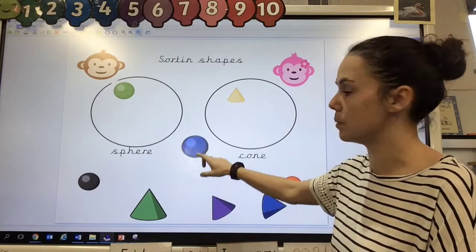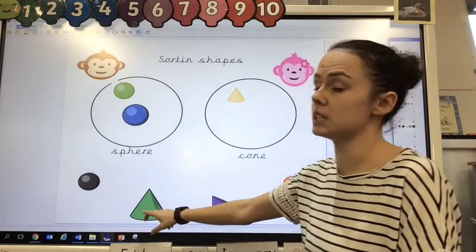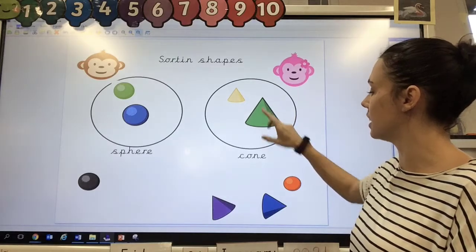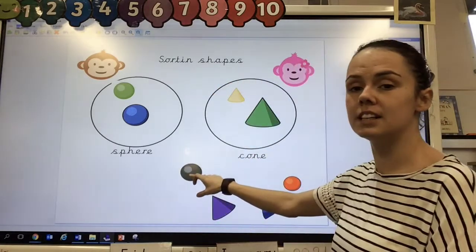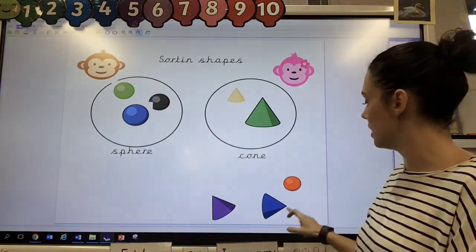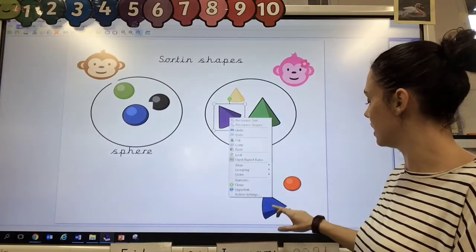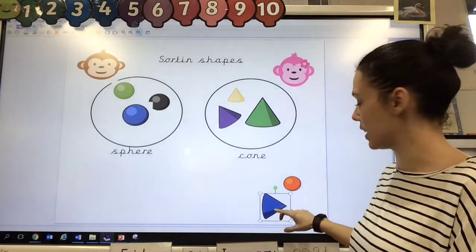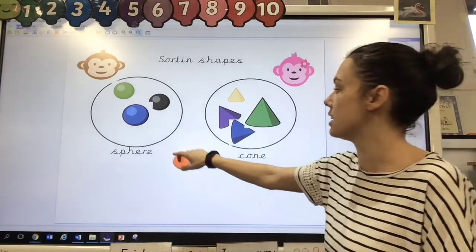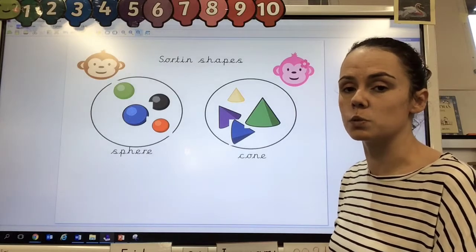So what's this one? Sphere, good work. This one? Cone, well done. This one? Sphere. You're very good at this. This one? Cone, well done. This one? Cone, good work. And this one? A sphere. Fantastic work, year 1. You're very good at sorting your shapes.